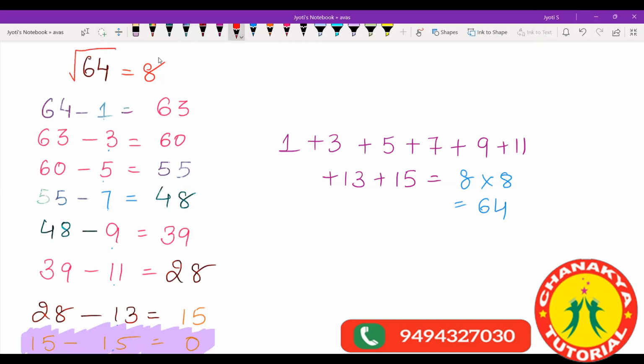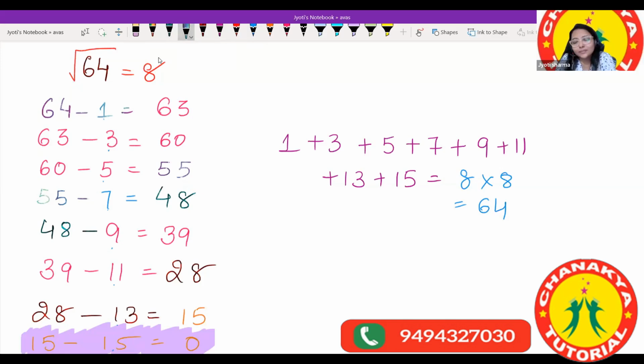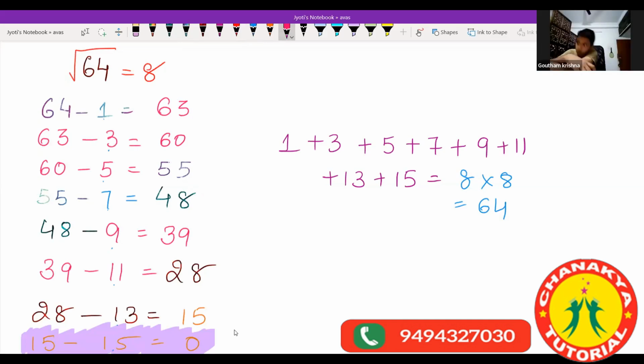Okay, Lasya, tell me what is a square. Ma'am, a square is a number multiplied by itself, and you get the answer. Okay. Let's say you multiply 7 into 7.